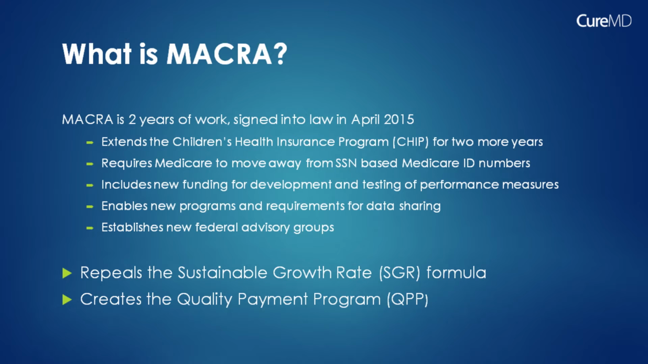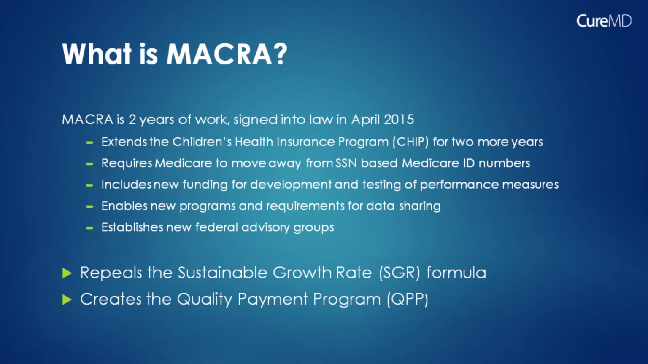So what MACRA does right away, or what it's done since 2015, is that it's extended the Child Health Insurance Program, the CHIP program, for 2 additional years, so funding for that has been provided. It requires Medicare to move away from Social Security-based ID numbers. So the Medicare ID that you see right now on patient ID cards is going to get changed, and a new ID number is going to be issued to the entire Medicare population. So that's a big undertaking in itself.